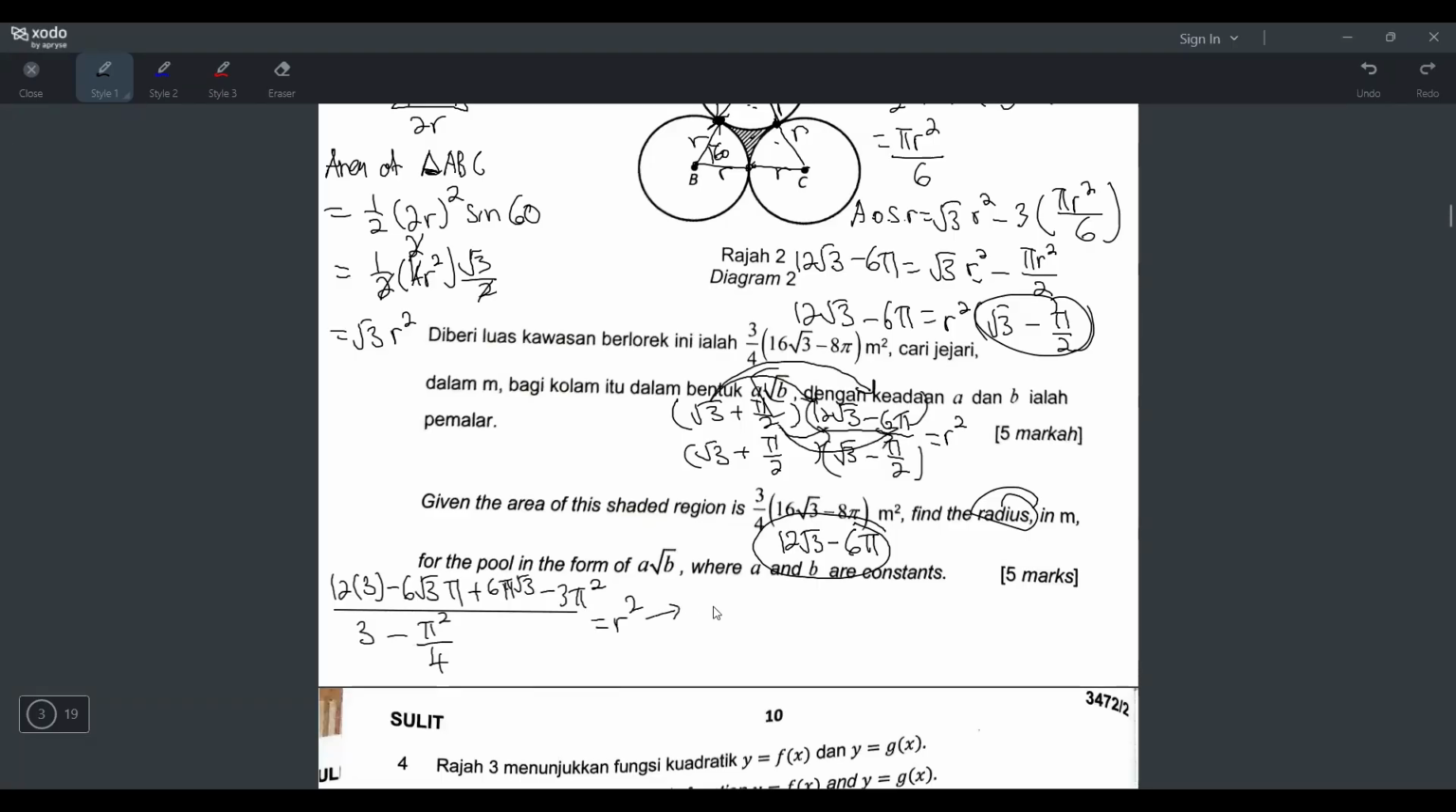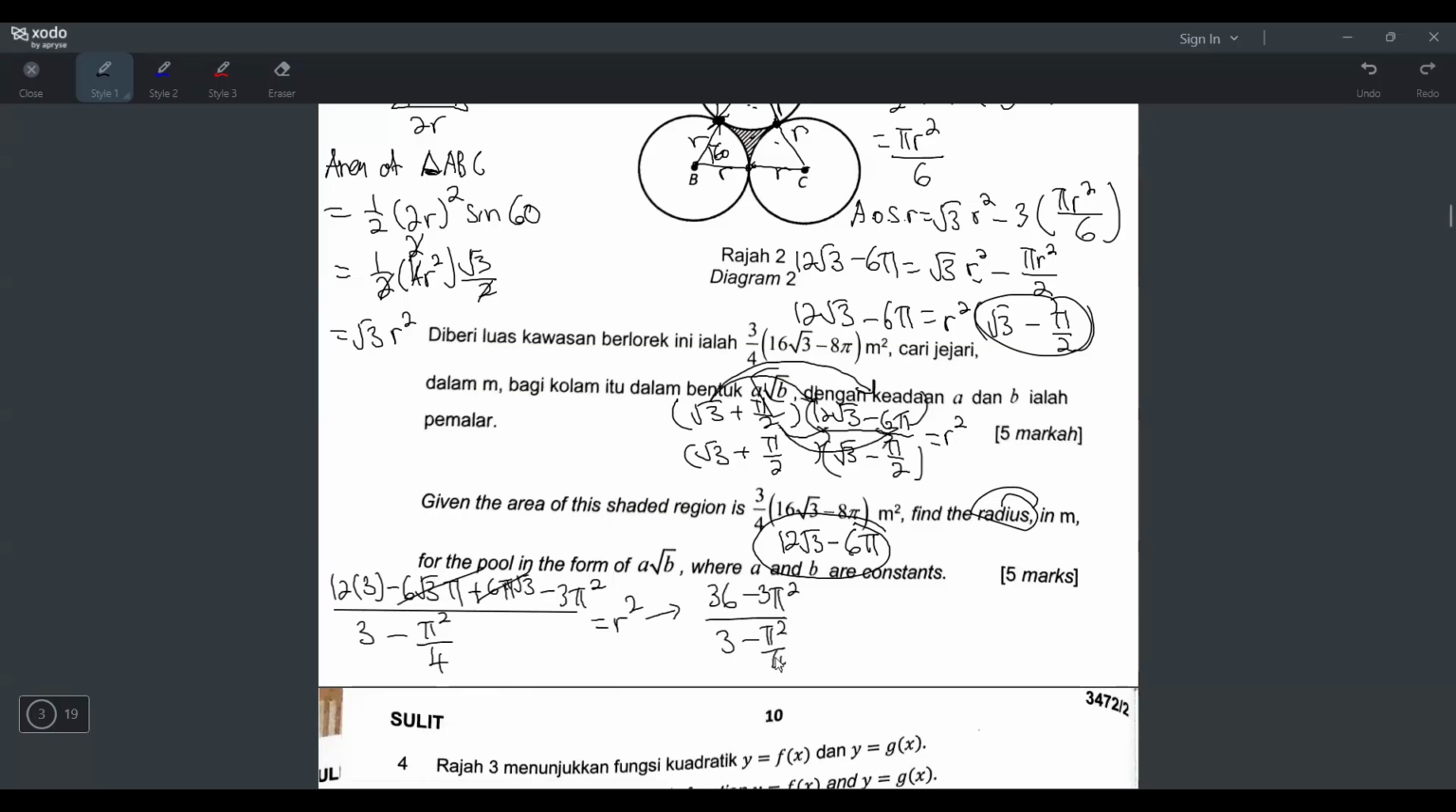Okay, so now how to continue? So I'll just put an arrow like this. 12 times 3, 36. And then this one and this one, how you should do it? Okay, I think you can cancel, right? Because negative 6 square root 3 pi plus 6 square root 3 pi is 0. They're exactly the same thing, so when you minus it, becomes 0. And then minus 3 pi squared here, over 3 minus pi squared over 4.